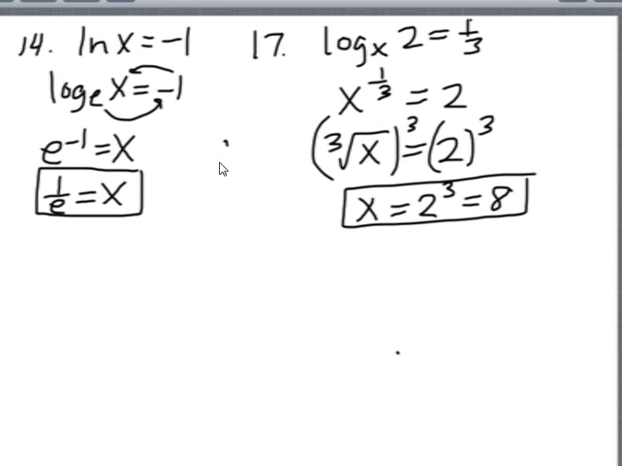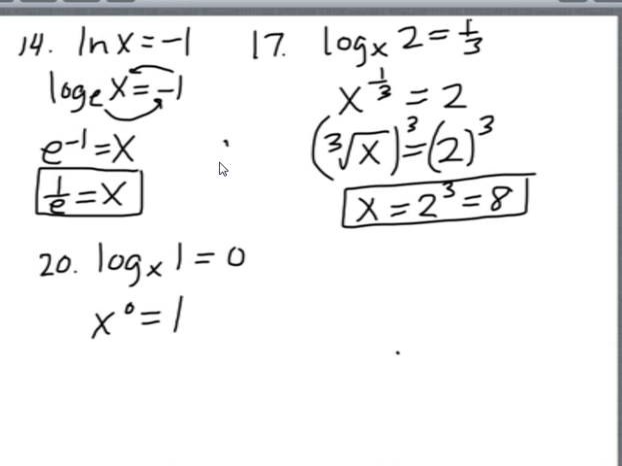The next one I want to do is number 20. Number 20 says log base x of 1 equals 0. So x to the 0 equals 1. When you look at that, any number to the 0 equals 1, doesn't it? So x could be any real number, but let's look at the original problem.